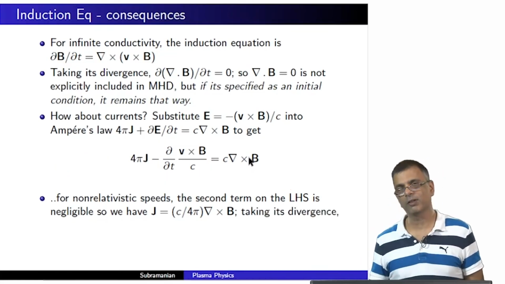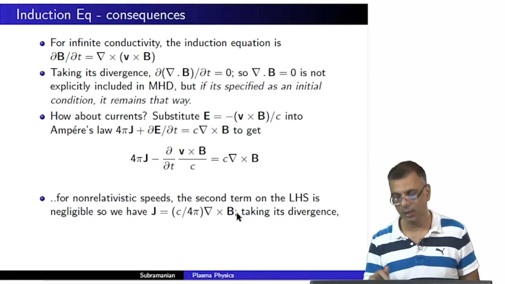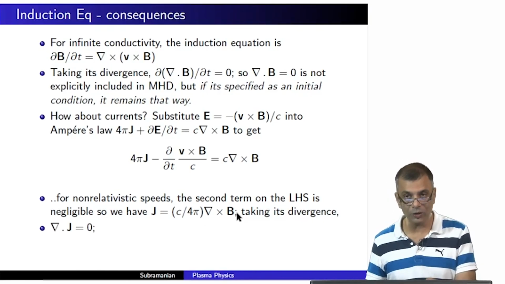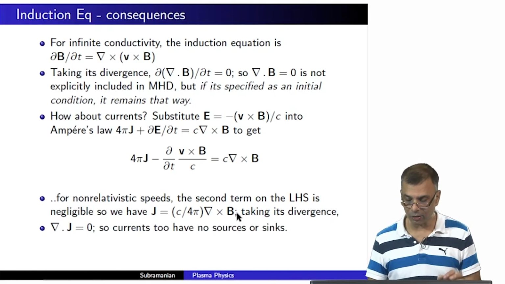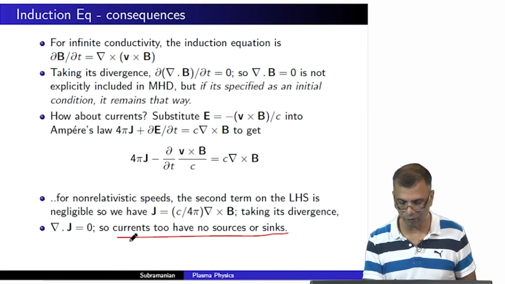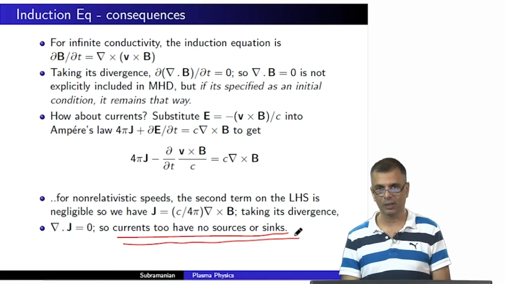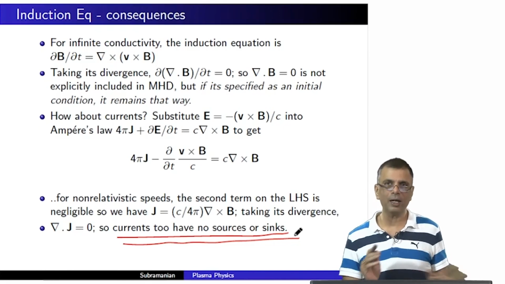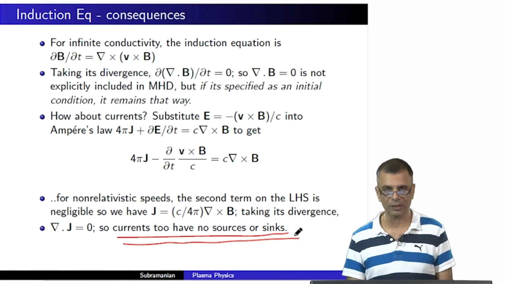How about we take its divergence? We take the divergence of J, and then you know what's going to happen. This is just a constant, so I'm going to take the divergence of the curl of B, which is saying that the divergence of J is equal to 0. So, currents also have no sources or sinks. This is a very important statement which needs to be thought about in some detail. And this is very unlike our normal notion of currents in electrical circuits.